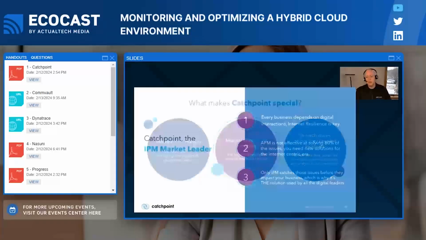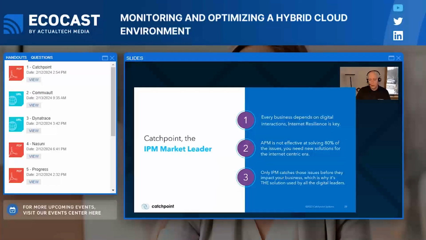We are the market leaders in IPM. We pretty much defined this market segment. It's what provides internet resilience to our customers, which every business needs. I just showed earlier that APM just doesn't give you the visibility you need, and 80% of your issues are going to be outside of what APM can show you. And really, IPM is the only thing that can show you what's impacting your business at every level, and market leaders are using it.